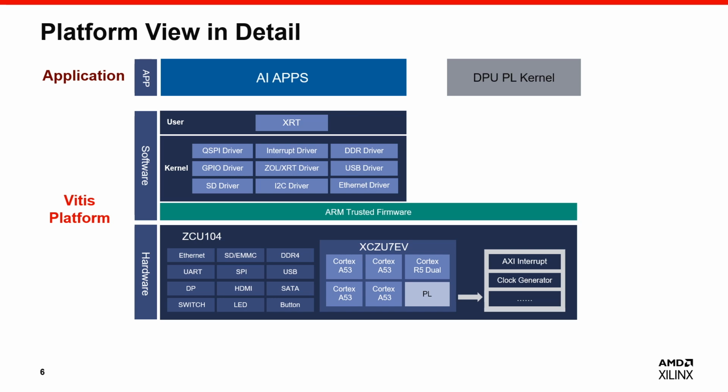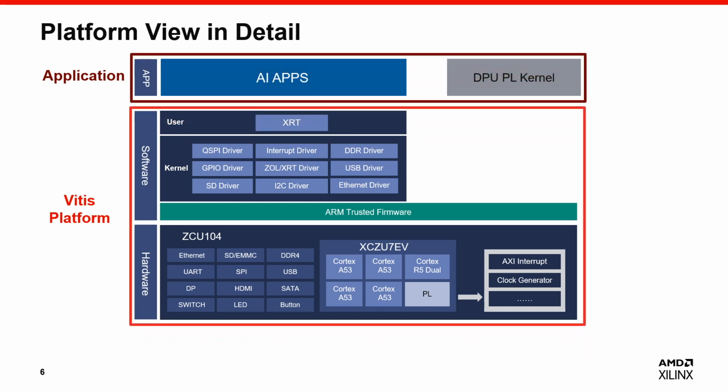Here is a diagram of a typical embedded system design. The AI application and the DPU kernel are the main part of the application. The other components are the supporting functions for applications, so we package them together into the Vitis platform. It contains the hardware part and the software part. The hardware part defines the peripherals and supporting IPs, such as the clock generator, interrupt controller, and the memory controller. The software part provides the application running environment from boot component to Linux and Xilinx Runtime.